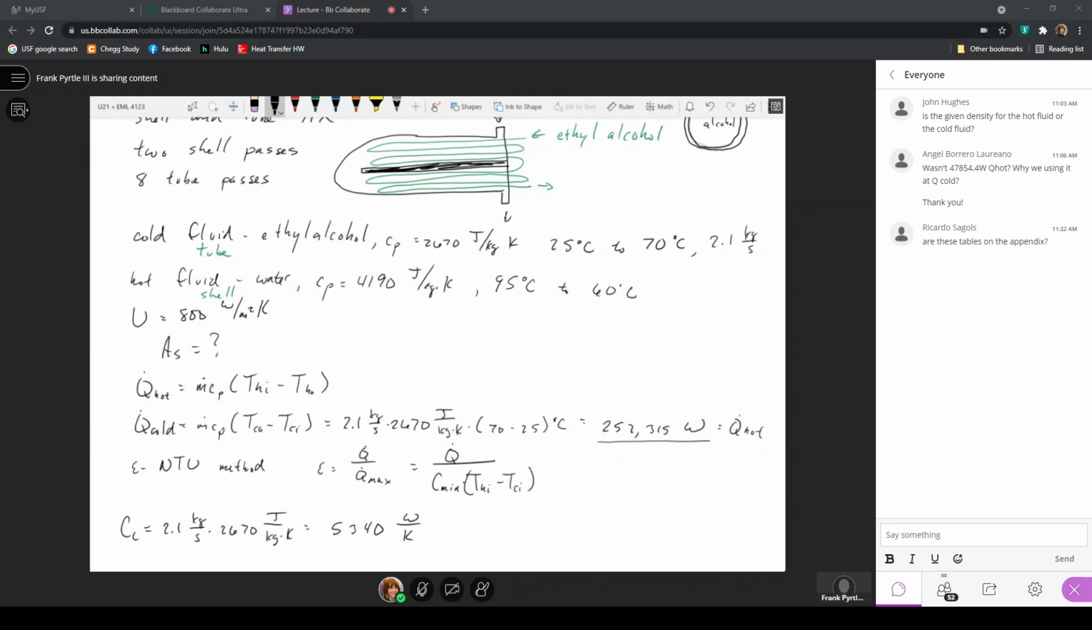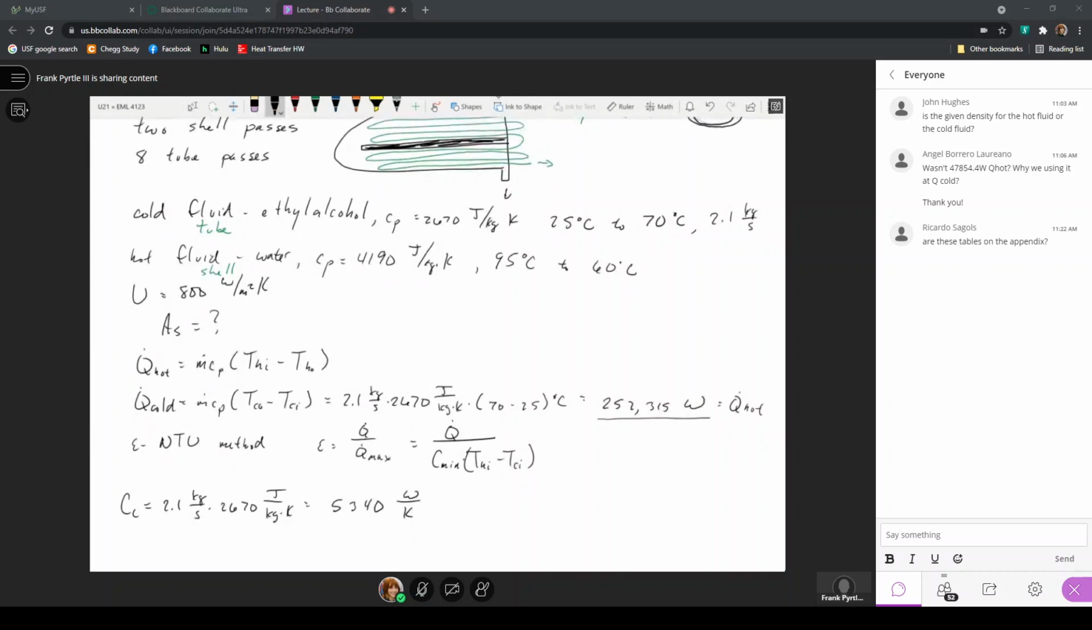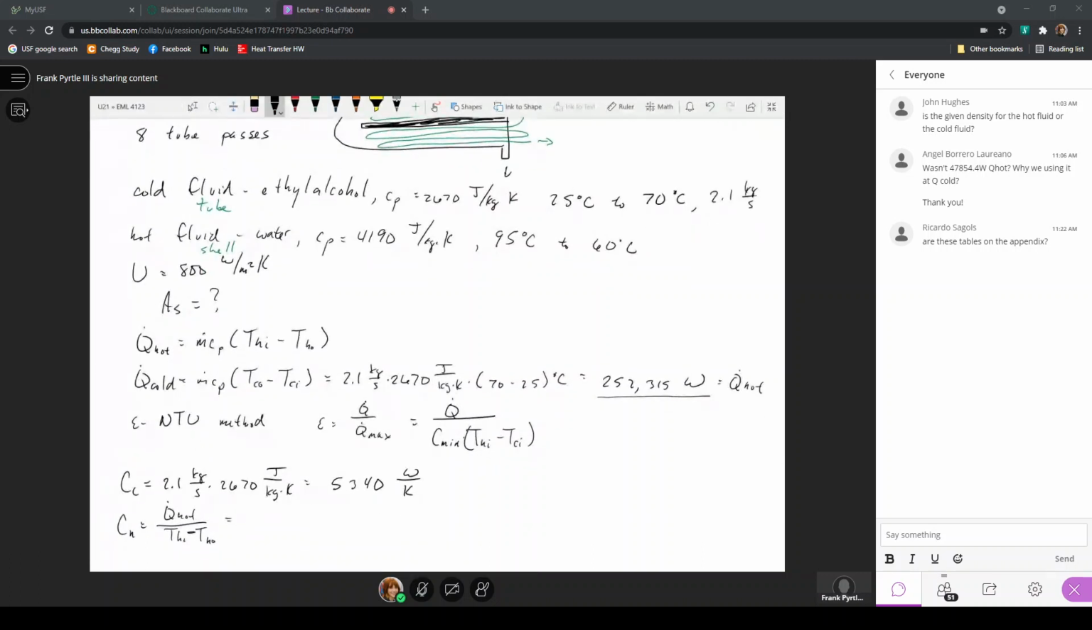Now, what is the capacity rate for the hot fluid? Well, the capacity rate for the hot fluid is Q dot hot over T hot in minus T hot out. The heat transfer rate out of the hot fluid is the same as what went into the cold fluid. So that's 252,315 watts. And the hot inlet temperature was 95 degrees, and the hot outlet temperature is 60 degrees.